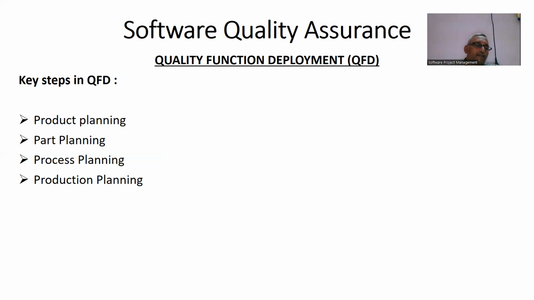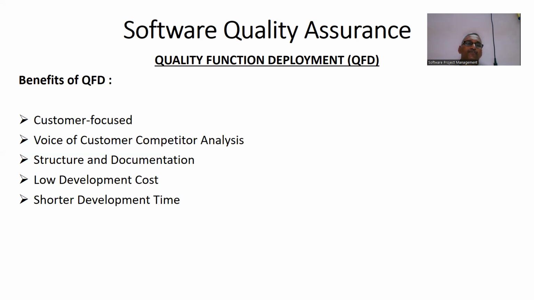Like product planning, translating process into manufacturing or service delivery methods. In these steps the ability to deliver Six Sigma quality should be improved. Next thing, benefits of QFD. Customer focused, voice of customer, competitive analysis, structure and documentation, low development cost, shorter development time.